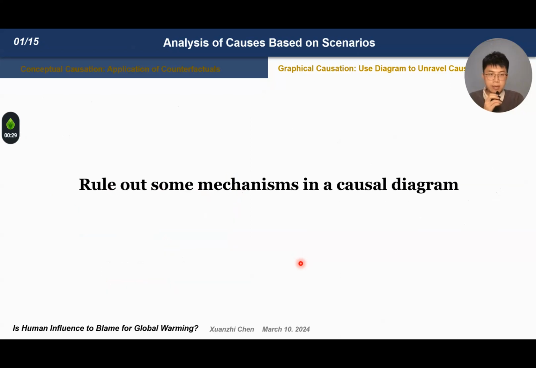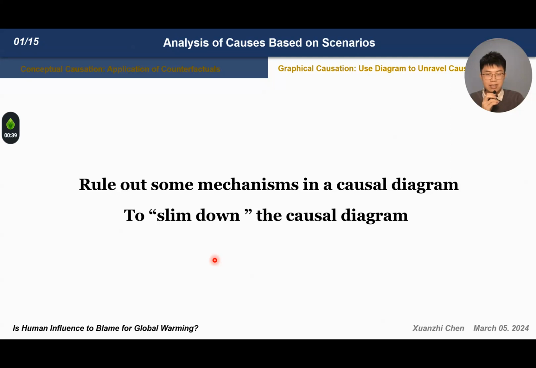So our question is, what does it mean if we remove some mechanism in the diagram? And I would like to say the metaphor is we can think of it like we will slim down the causal diagram. The diagram consists of many edges that are represented as causal relations among factors, right? And as we have seen before, some of the relations do not exist when it comes to some specific scenario, right? So that means we can reasonably remove some edges.